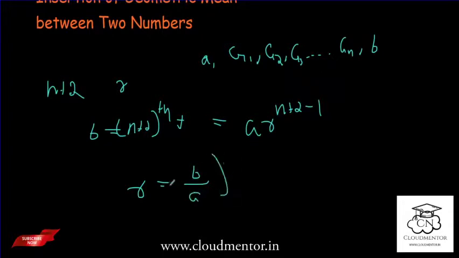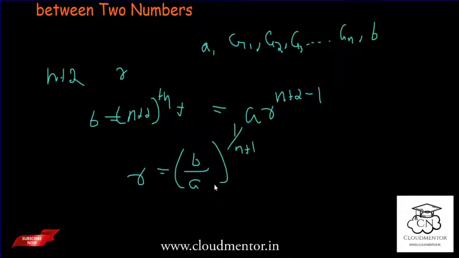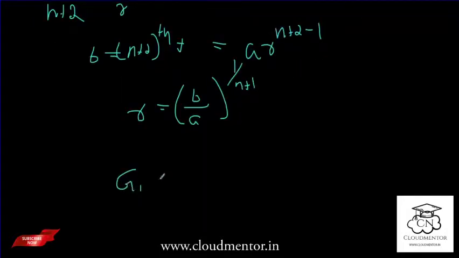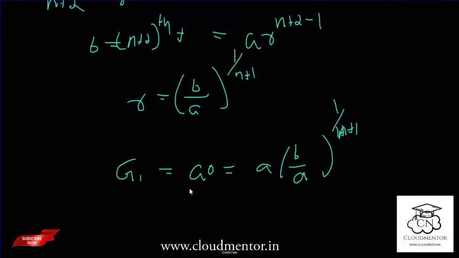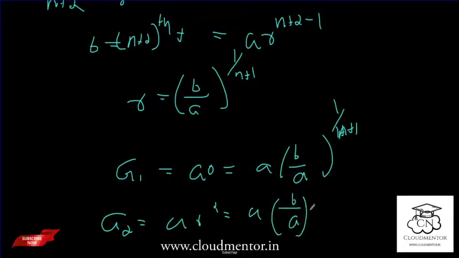From this we can find r as b by a the whole raised to 1 by n plus 1. So g1 will be equal to ar, that is a of b by a raised to 1 by n plus 1. And g2 will be a r squared, that is a of b by a raised to 2 by n plus 1.